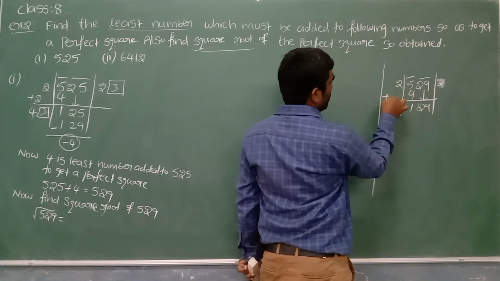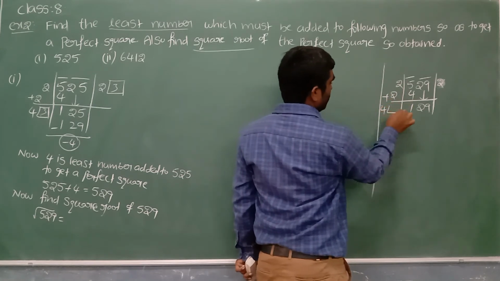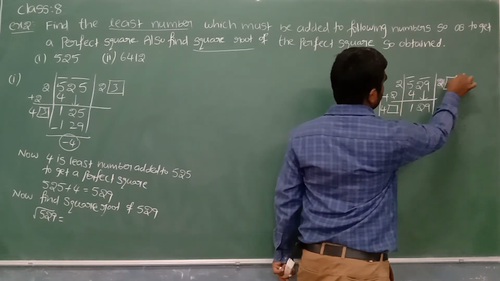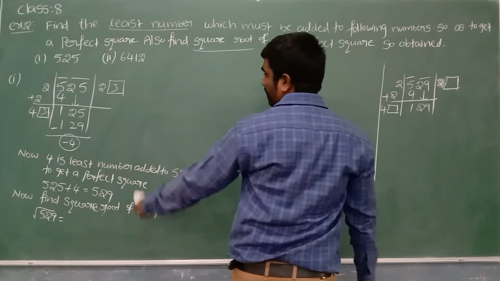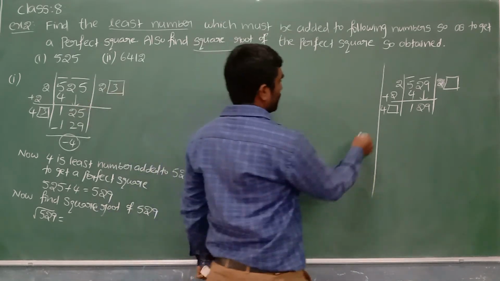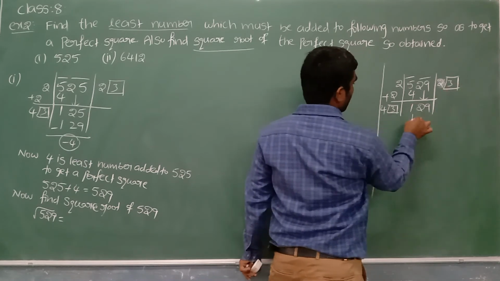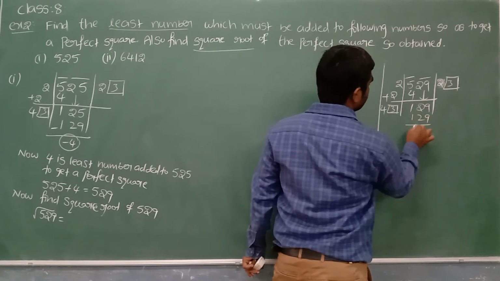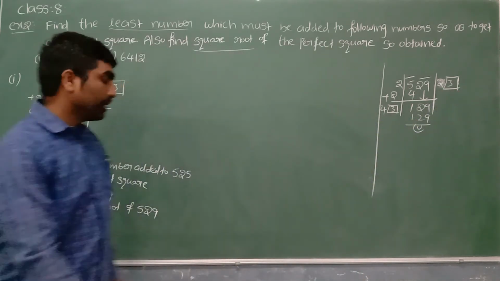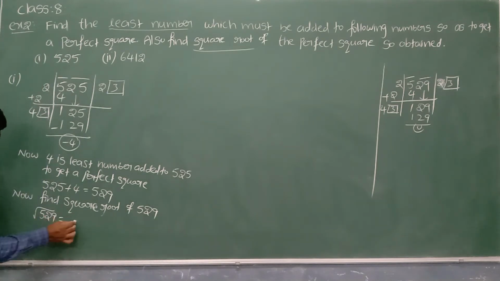So here we add 2 plus 2, 4. Now we keep one box, even here also one box. Now what can we write? 129, 43 into 3. Let me write here 3, here also 3. 43 into 3 is 129. Now tell me what is the square root of this number? 23. 23 is the square root of 529. Hope it is clear.